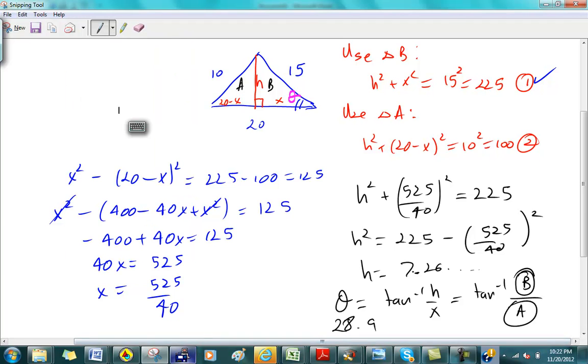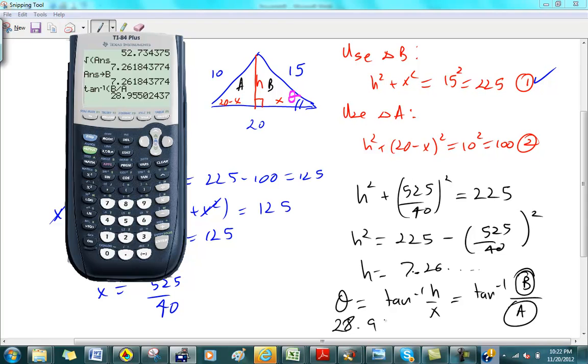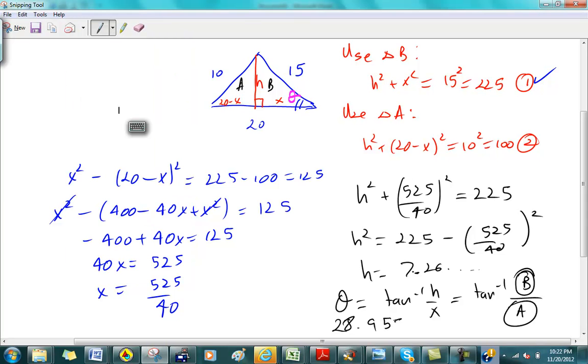28.9550 degrees. And so that's my answer, okay? And that's it, really, for doing this problem.